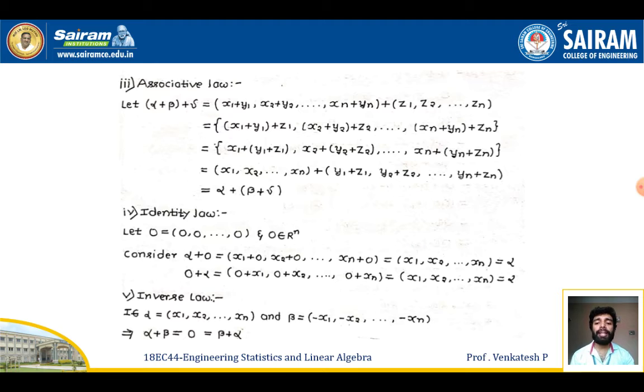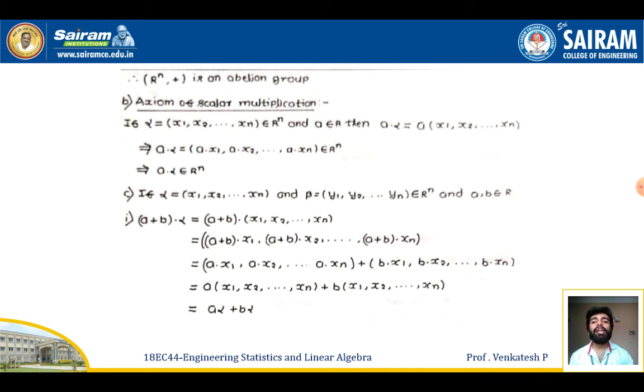So next one is inverse law. After adding the sets, I must get the identity element here. So for that I'm taking alpha equal to x1, x2, xn, and beta equal to minus x1, minus x2, etc., minus xn. I'm going to add alpha plus beta, and beta plus alpha also we can try. If I add these two sets, obviously I'll get the answer 0. Hence I can say the inverse law also gets satisfied. So since all the 5 laws get satisfied, I can conclude that R power n with addition, the set of n-tuples with respect to the addition, is an abelian group here.